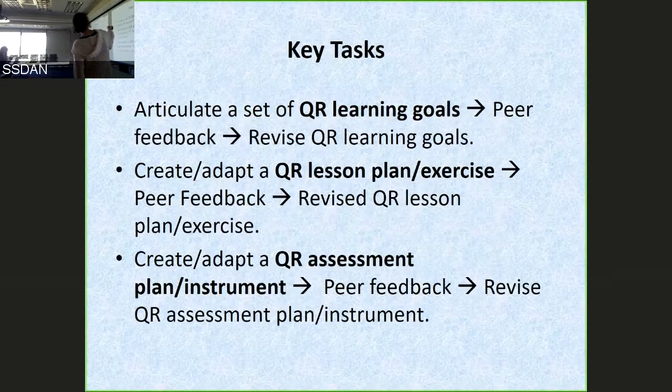So as I said, these are the key tasks: their learning goals, their lesson, and then their assessment. And at the very end of our faculty development program, with our online program, we actually had a conference where they all came together and presented their assessment results. So we get them all together where they present: this is what I've been doing, and this is what I found, and this is what worked and what didn't.